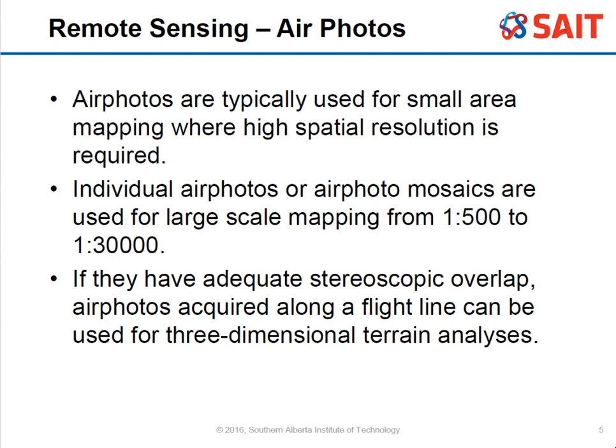So individual air photos or mosaics, where a mosaic is where you take your aerial photos and you can put them side by side and they have a little bit of an overlap and it creates one big image. They are used for large scale mapping, like I said, from 1 to 500 or even up to 1 to 30,000. If there is what we call stereoscopic overlap, if there's enough overlap between the photos, we can use those photos to do three-dimensional terrain analysis because we now have enough information to create three-dimensional data.